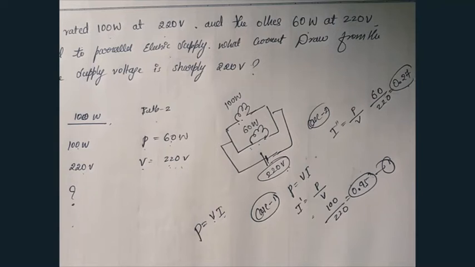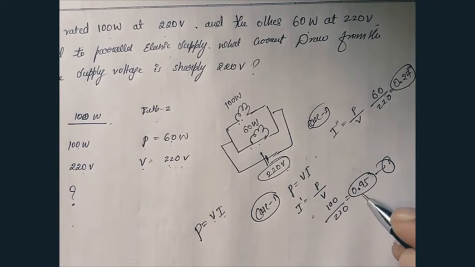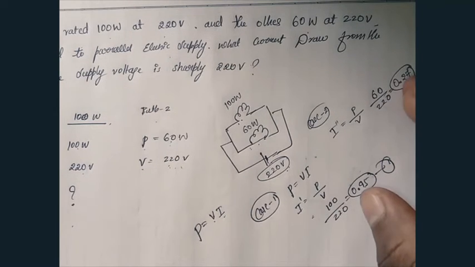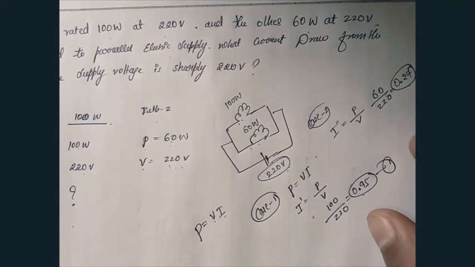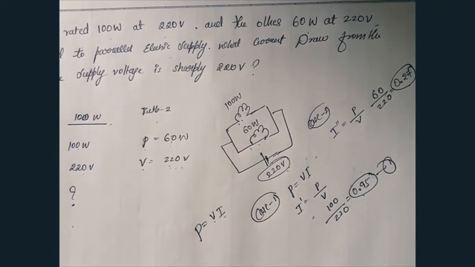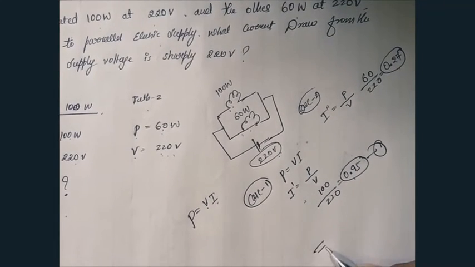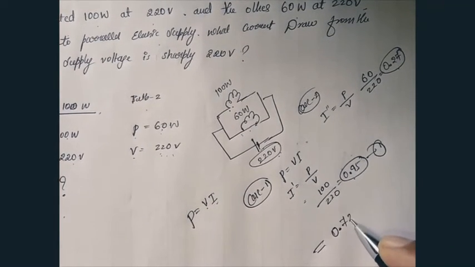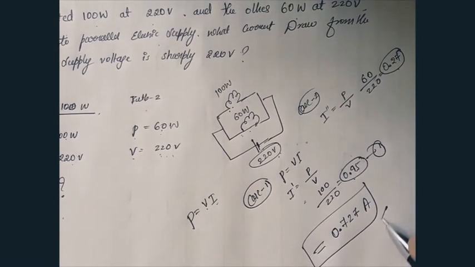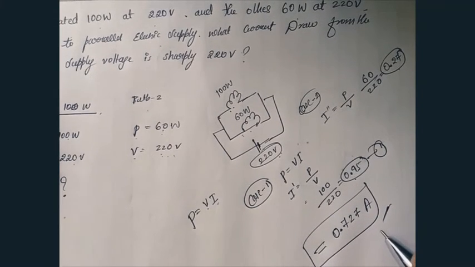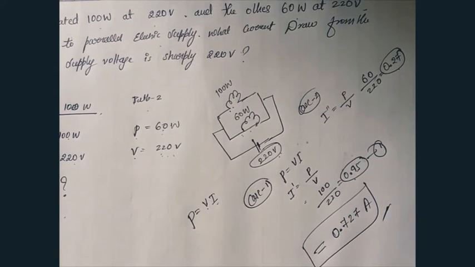Now this 0.27 and this 0.45, if I add these two, this is the final current that is drawn from the source. Clear? So what do we get as the final answer? That is 0.27 plus 0.45, so it is 0.72. And this is the total current that is drawn from the source. Clear? So this was a very simple question. I hope you understand this one.